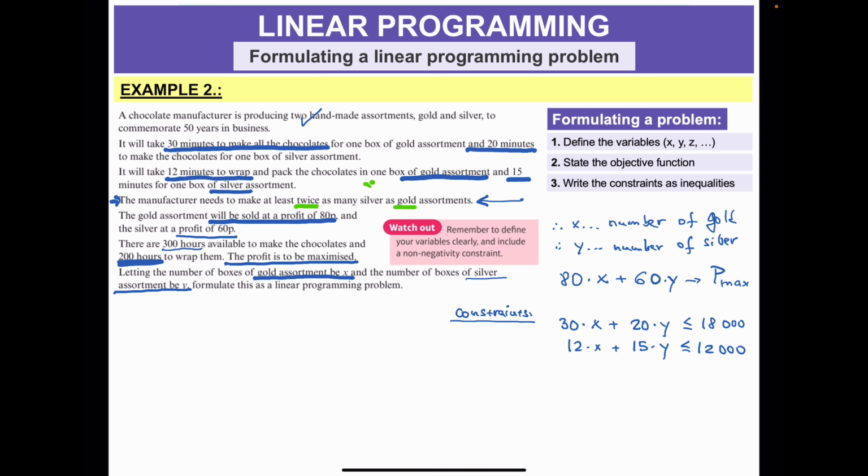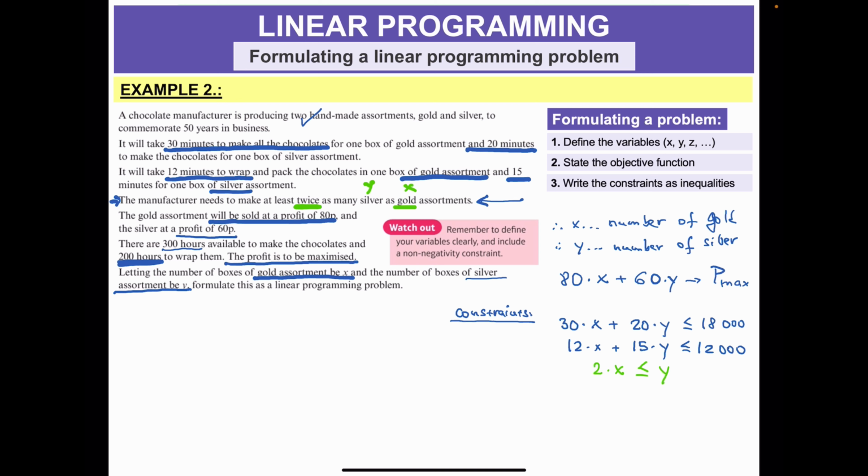So silver is Y and gold is X, and you can remember that this word twice or 3 times or 5 times or whatever always goes with the last variable in that sentence. That means twice X, 2 times X, and then you will have Y. And now when you read it, you know at least twice as many silver. That means silver must be at least twice as many. That means it must be greater or equal to 2x.